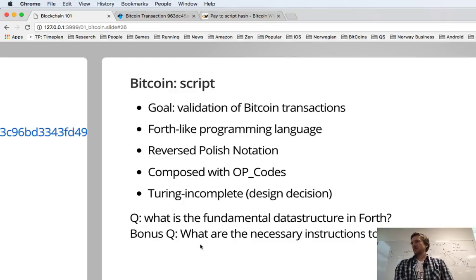Okay, a bonus question. What are the necessary instructions to enable Turing complete computing? So if you were to design a virtual machine which would have the minimum amount of instructions but be able to express any computing program, what would that be? What do you think? So what are the necessary instructions to enable Turing complete computing, in terms of virtual machines?